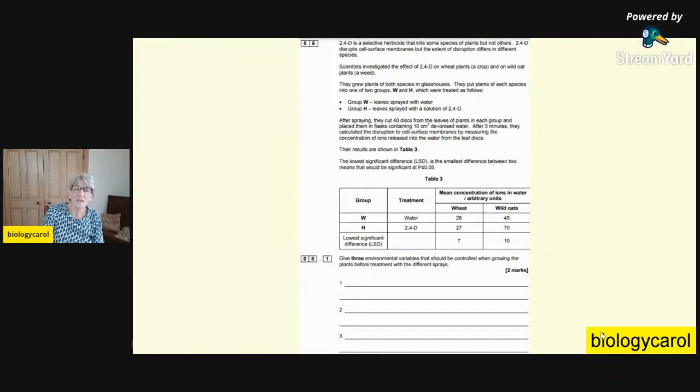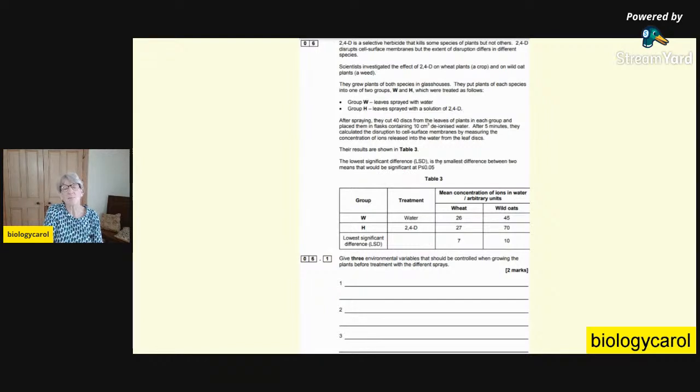And we can see that for the wheat plants, the difference between if they're in water or if they're in 2,4-D goes from 26 to 27, arbitrary units, don't need to worry about what they are. Whereas with wild oats, the difference is 45 to 70. And then we're told the significance of this number.